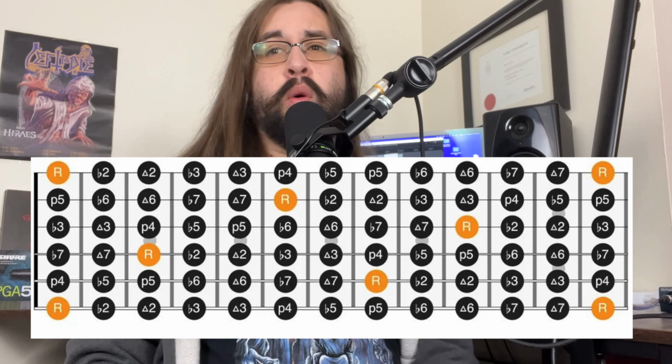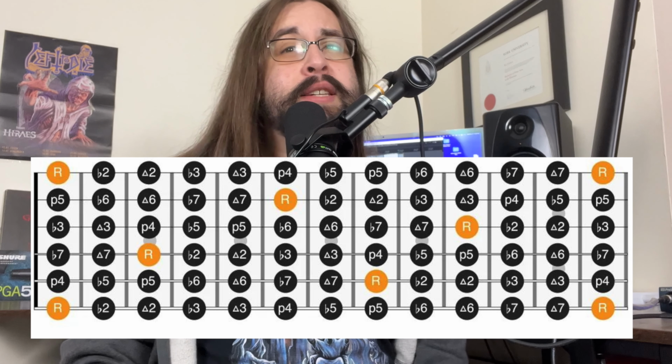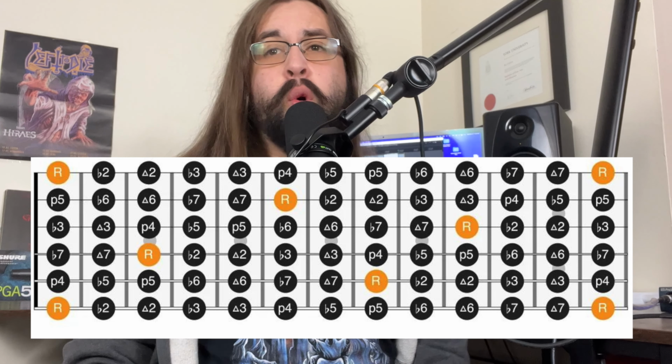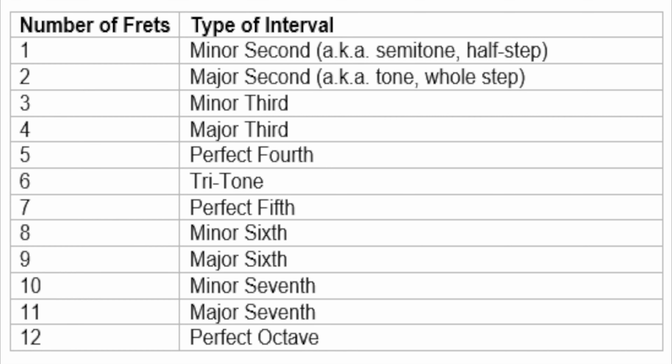An easy way to get to know intervals is to correspond them to the amount of frets away it is from a root note. Have a look at this chart, which neatly lays out each interval and how many frets away it is from the root. Hit the pause button if you need to. Let's get to know the intervals with the guitar and see how they sound.